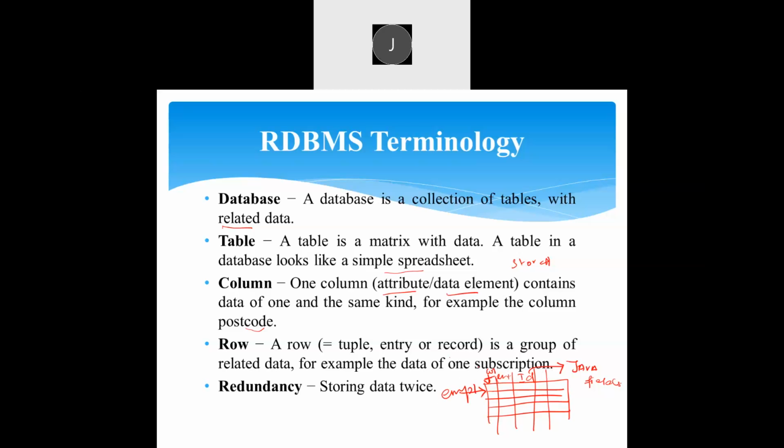Then redundancy means storing data twice. Redundancy is when you can store the data multiple times. It will allow you to store data repeatedly. If there is only one employee, then you can store only one piece of information. It means you can have multiple tables and store the same data repeatedly. What do they mean? I think this doesn't make much sense. You can replicate the data, I think.